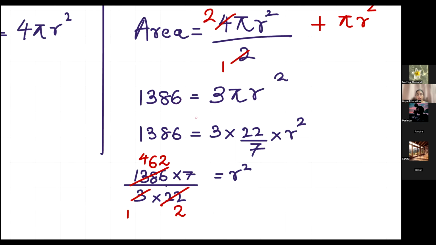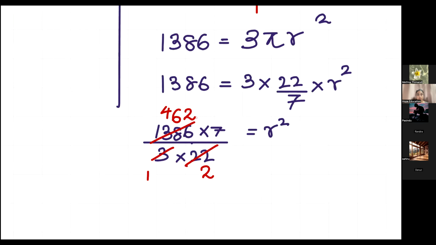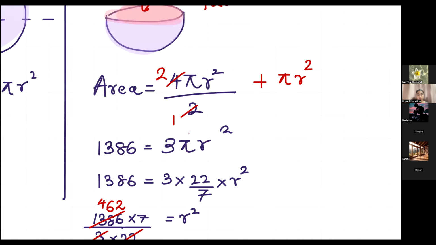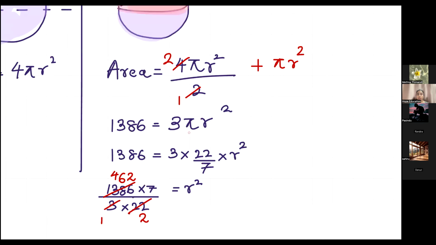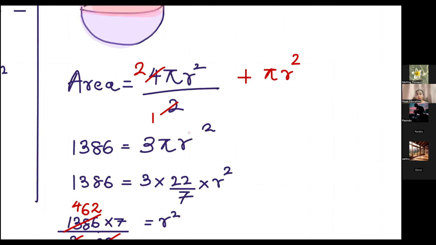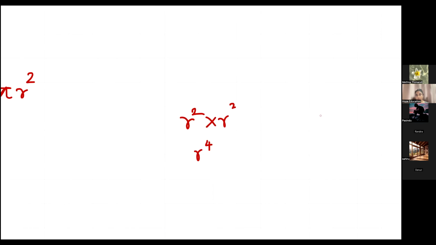What do you mean r squared plus r squared? R to the power 4? No, no, no. R to the power 4 is when r squared is multiplied by r squared, because indices add: 2 plus 2 is 4. But r squared plus r squared would be 2r squared. Okay, Pasidu.